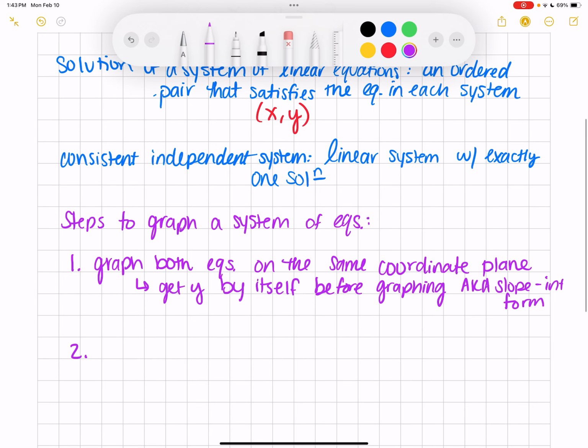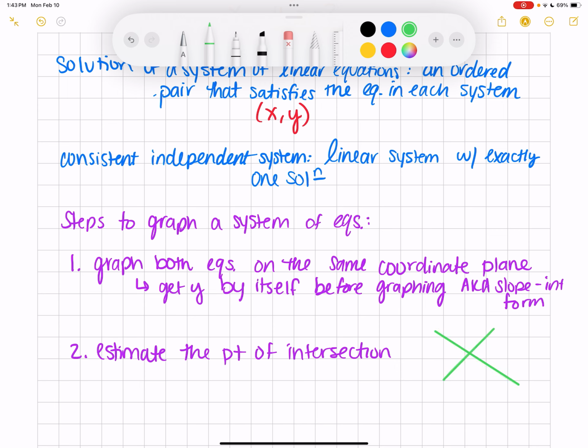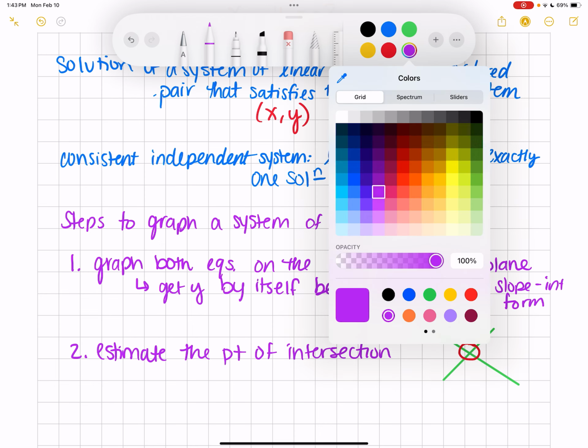Step 2 is to estimate the point of intersection. Okay, so if I've got two lines graphed, then the point of intersection here is where they overlap. So we're estimating that point.